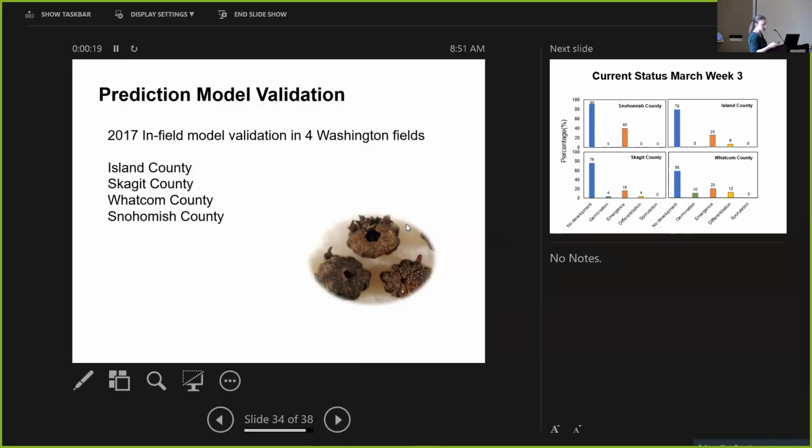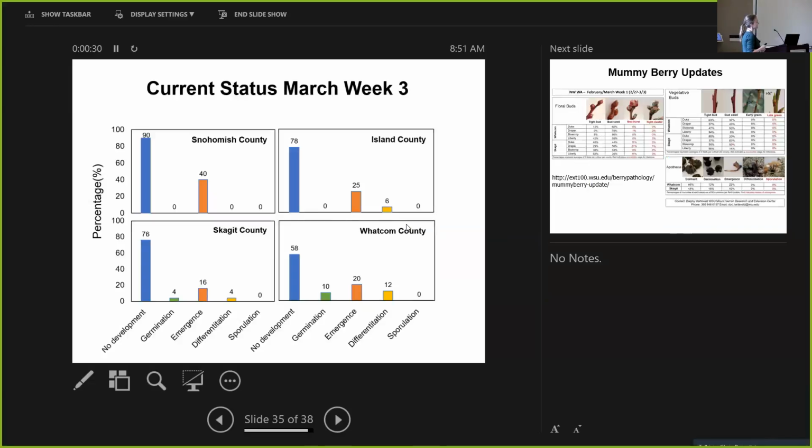1 in each of these counties, and optimizing, validating this model this way before we release it officially. And to just get an idea of what the current status is of apothecial development in the area. So here's these fields in the different locations. And on the bottom, you see the different developmental stages of apothecia. And so it looks like overall it's similar in each of these counties.